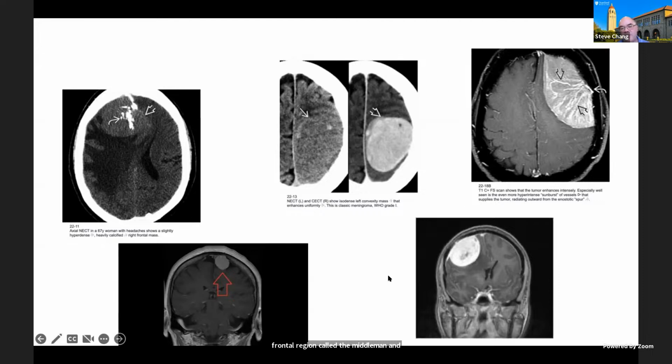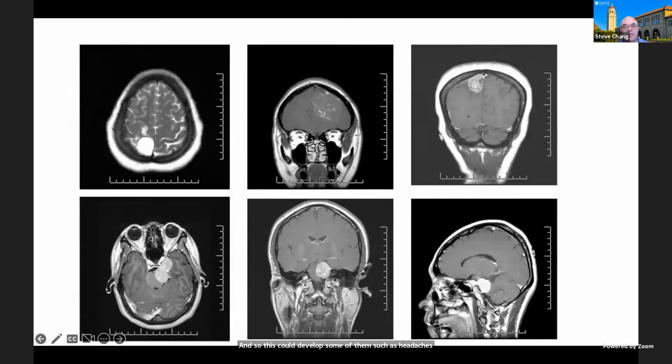The bottom shows a couple of convexity meningiomas of various sizes. You can see on the bottom right, as the tumor gets larger, it puts pressure on the brain and is distorting the brain. And so this patient could develop symptoms such as headaches or progressive neurologic deficits.